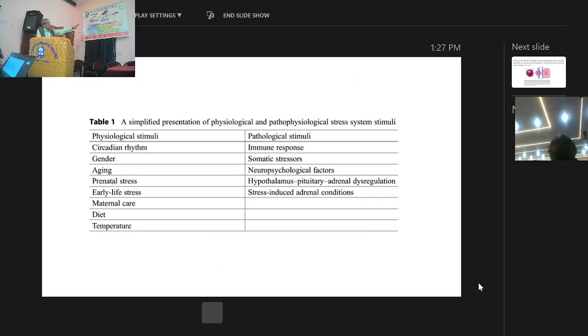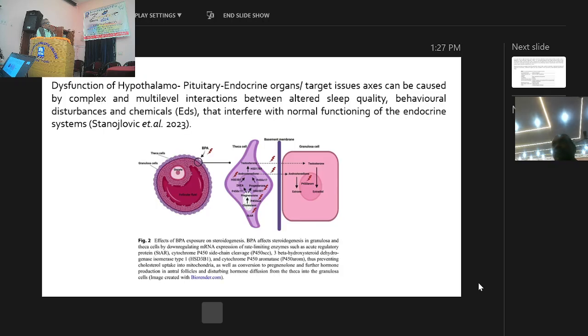It is a simplified presentation of physiological and pathophysiological stress system stimuli. These are the various types of stimuli which cause different types of stress. And this is the dysfunction of hypothalamus pituitary endocrine organ or target tissues and systems, which can be caused by complex and multi-level interactions between altered sleep quality, behavioral disturbances, and certain chemicals considered as endocrine disruptors, which interfere with normal functioning of the endocrine system.